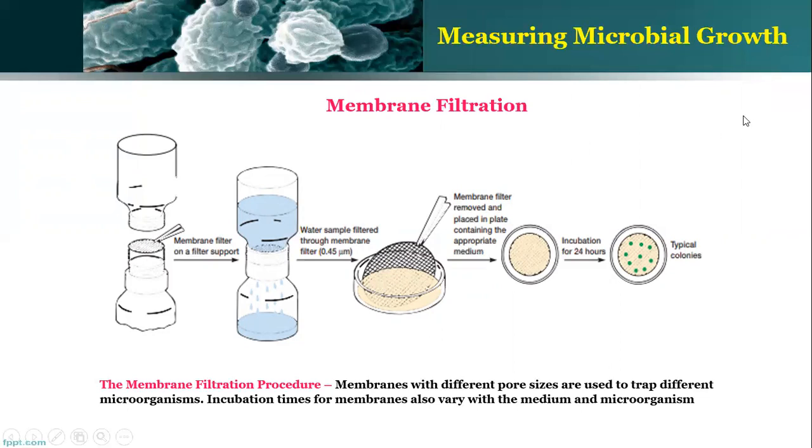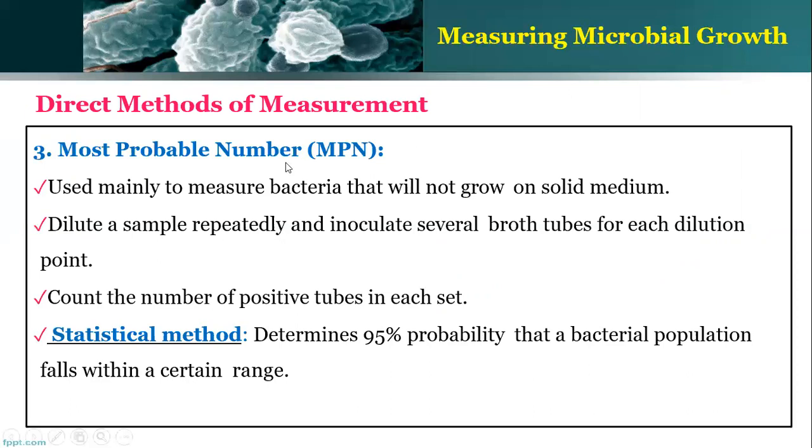After incubation for 24 hours, the bacteria filtered by this membrane filter pad will grow on the medium. So these are the colonies that have grown on the medium. This is the membrane filtration method for counting bacteria. Next, most probable number, MPN. This is also a direct method.